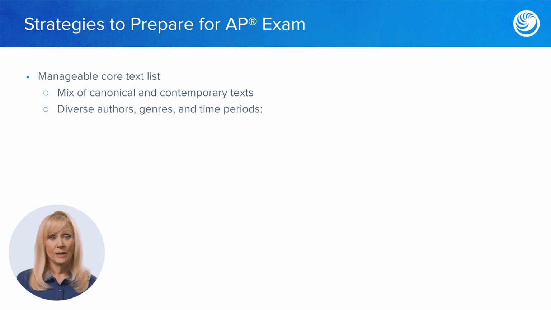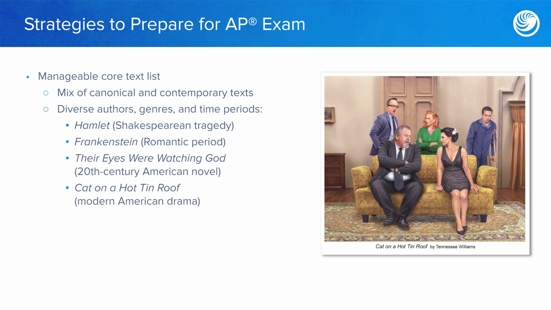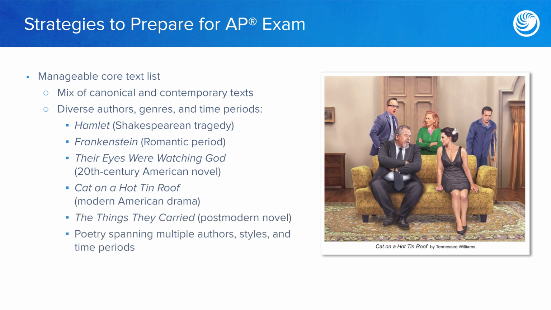Some examples include Hamlet, Frankenstein, Their Eyes Were Watching God, Cat on a Hot Tin Roof, The Things They Carried, and poetry spanning multiple author styles and time periods. And don't forget short stories by authors such as James Joyce, Jhumpa Lahiri, or Alice Munro.